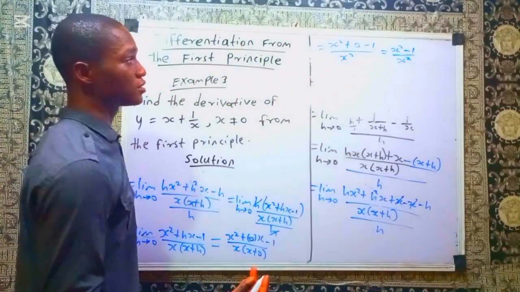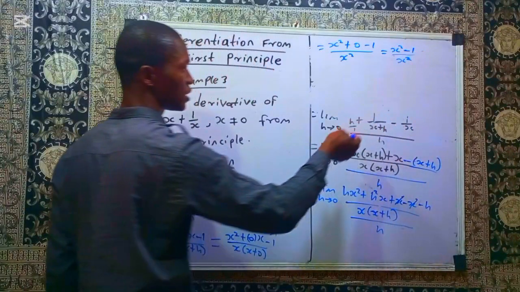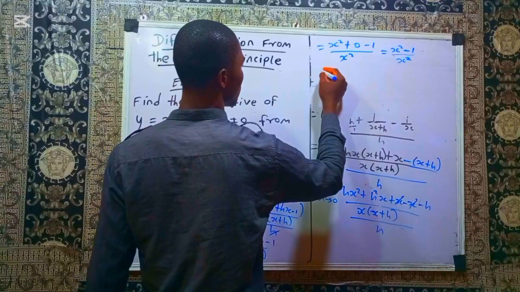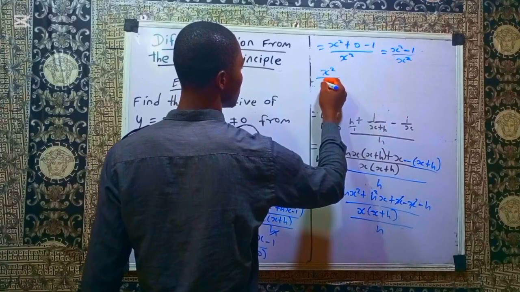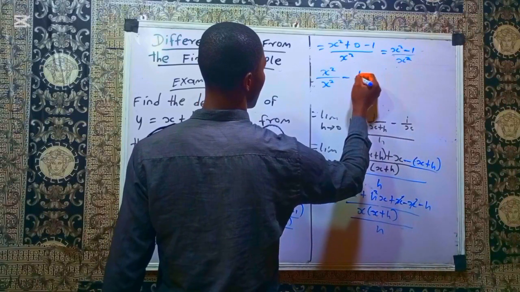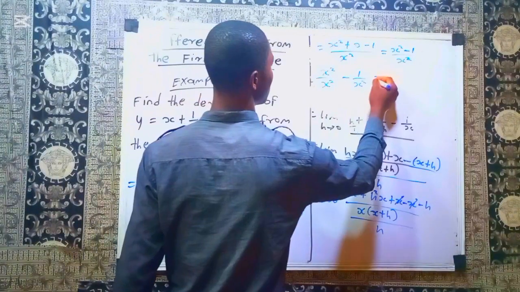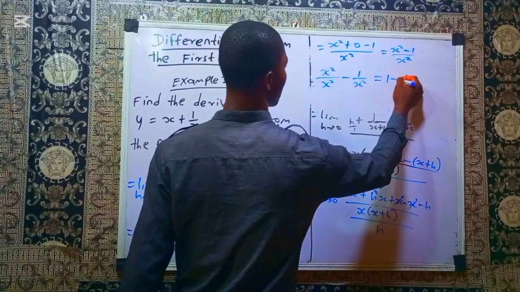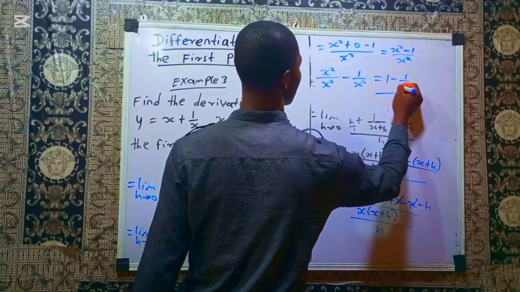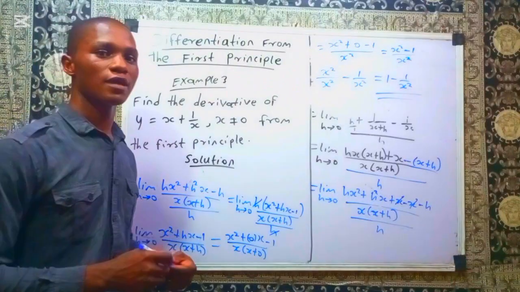For simplification's sake, I can divide each of them by this denominator. So the first thing is x squared divided by the denominator x squared. Then minus this 1 divided by the denominator, 1 divided by x squared. So x squared divided by x squared will give you 1. Then minus 1 over x squared. So this gives us the derivative of this function from first principles.